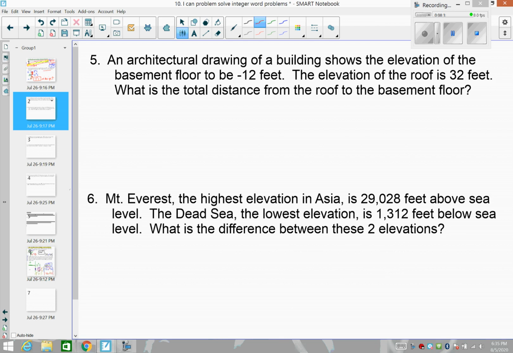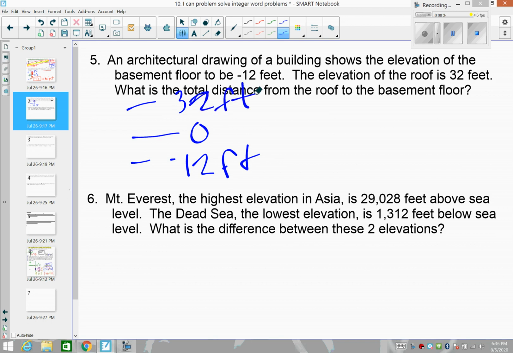An architectural drawing of a building shows the elevation of the basement floor to be at negative 12 feet. So hopefully you've drawn a sketch of that. Down here at negative 12 feet. The elevation of the roof is at 32 feet. So the question is, what is the difference or the total distance from the roof to the floor?